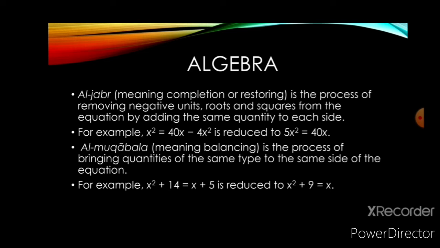Next, al-Muqabala, meaning balancing. It is the process of bringing quantities of the same type to the same side of the equation. For example, x square plus 14x equals x plus 5. Here, 14 and 5 are of the same unit. So, we will subtract 5 from both sides. So, it will be reduced to x square plus 9 is equal to x.